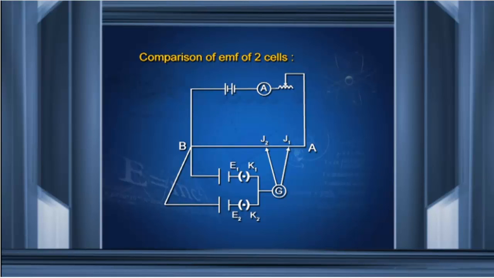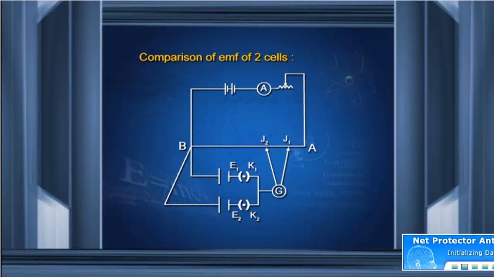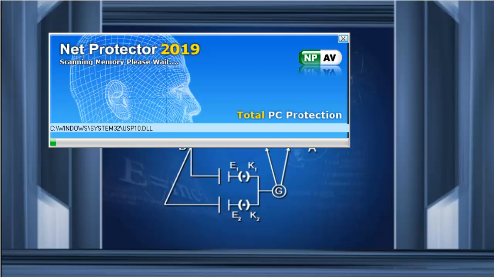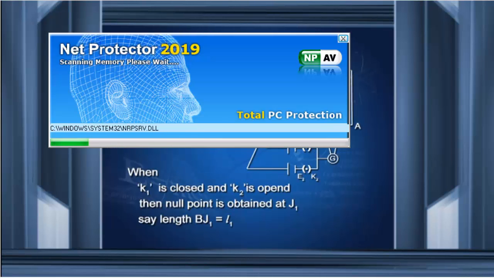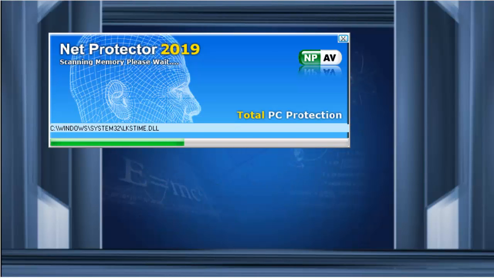Comparison of e.m.f. of two cells. Two cells of e.m.f. E1 and E2 are connected at point B as shown in the diagram. Always remember, the positive terminals of all the cells are connected at the same point. When key K1 is closed and key K2 is open, the null point is obtained at J1, say length BJ1 equals L1. When key K1 is open and K2 is closed, the null point is obtained at J2, say length BJ2 equals L2.